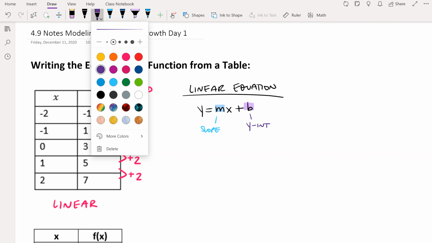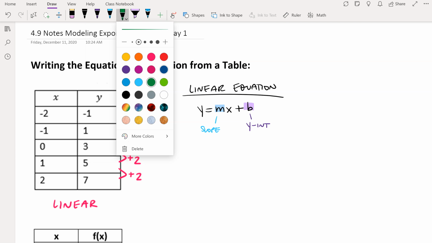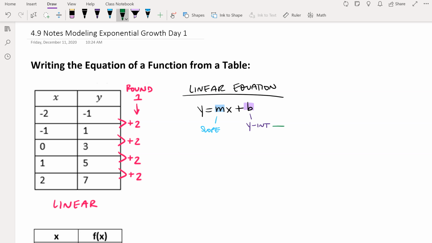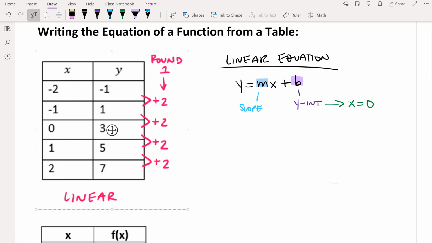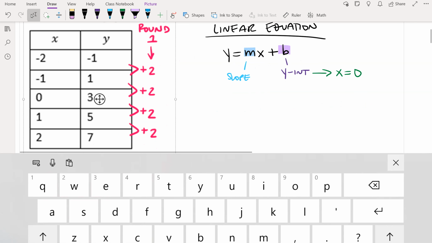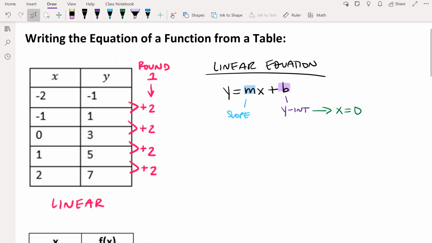Now, we've talked about how when you see the word y-intercept, something super important should pop into your head. Y-intercept should make you think of one thing: x equals 0. So if we're trying to find the y-intercept in this table, we want to look to where x equals 0. So let's go to where x equals 0 in our table, and the y-intercept would be 3. So our b value for this function is 3.